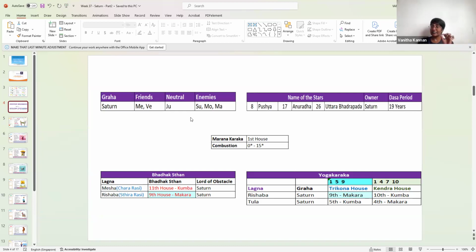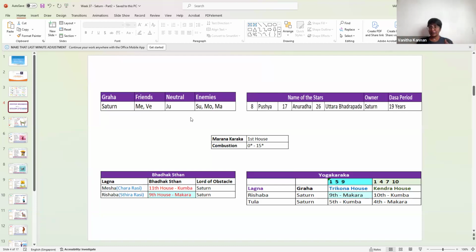So Saturn is the Bhatakasthana lord, but why are we mentioning Saturn here? The Lord of the house is Saturn, right? So this one you have to remember. Whenever you are seeing the Mesha Lagna chart and the Rishaba Lagna chart, then obviously you know who the Lord of the Bhatakasthana is. Then comes the Yoga Karaka. We already learned this, but for this Graha we are revising one more time.